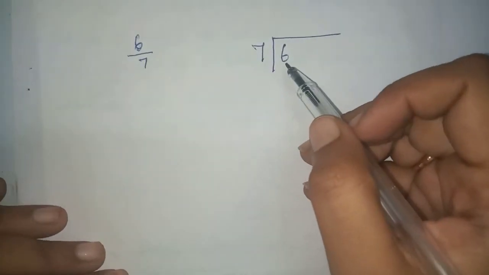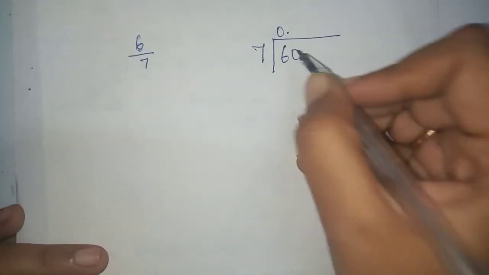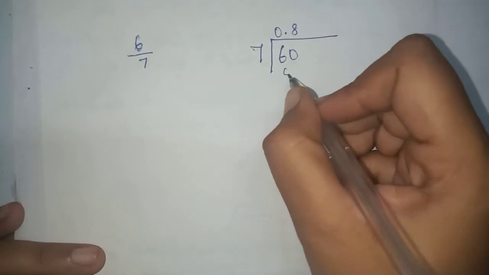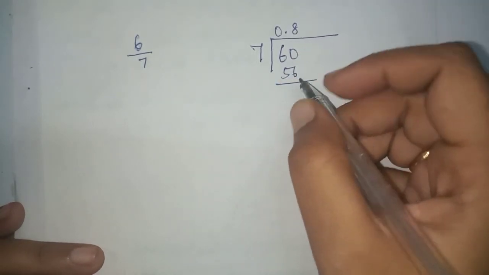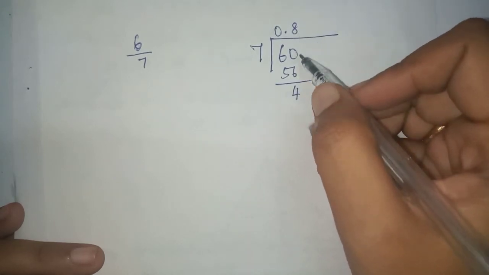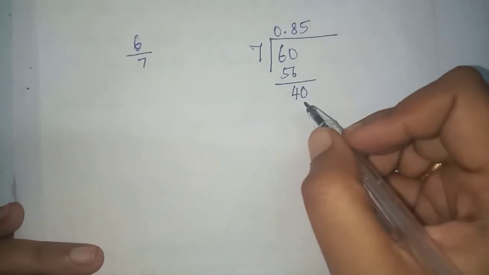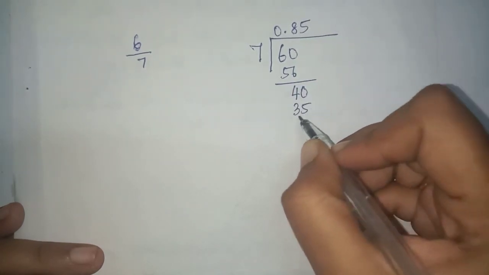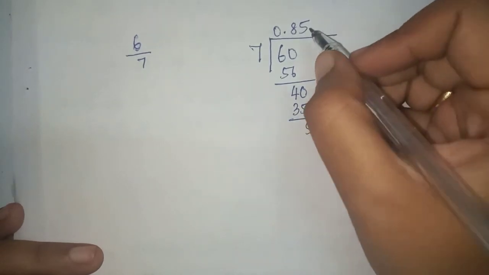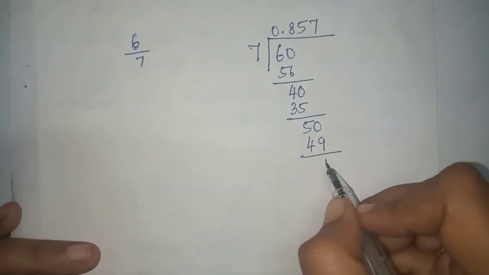Which is the smaller number? So put the decimal, add a 0. Now you get 60. So 8 times 7 is 56. 60 minus 56 is 4. Add a 0, because it's the smaller number, 40. Then 5 times 7 is 35. You get the remainder as 5. Add a 0. 7 times 7 is 49. So the remainder is 1.